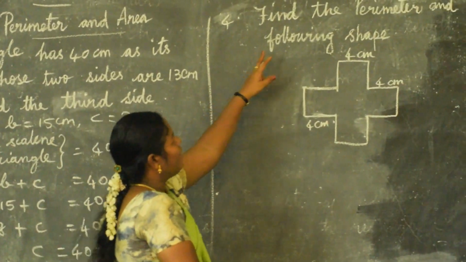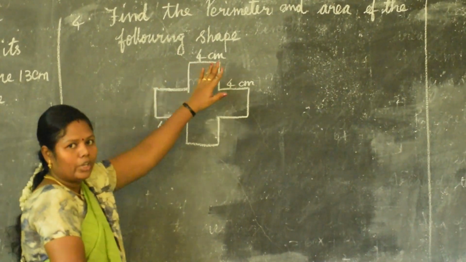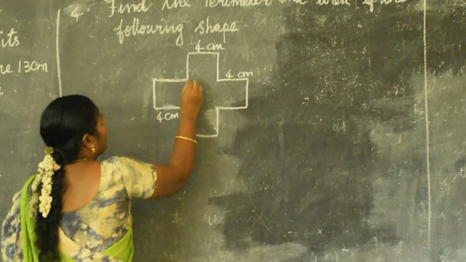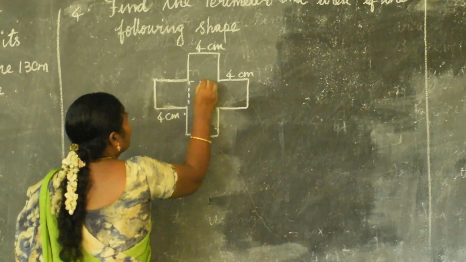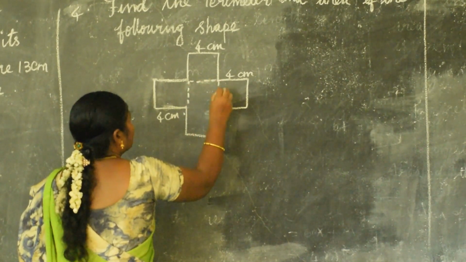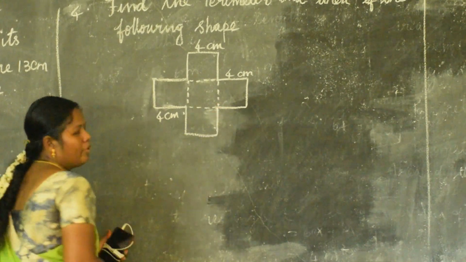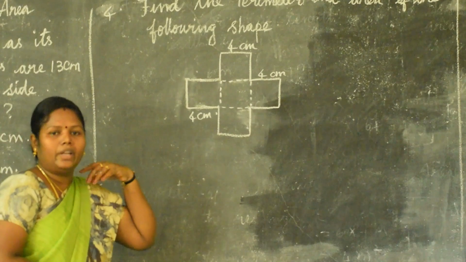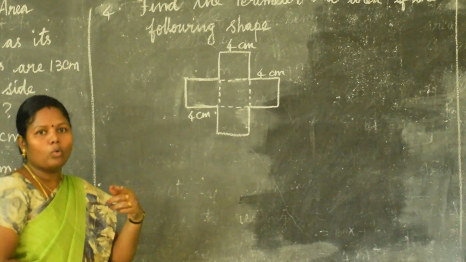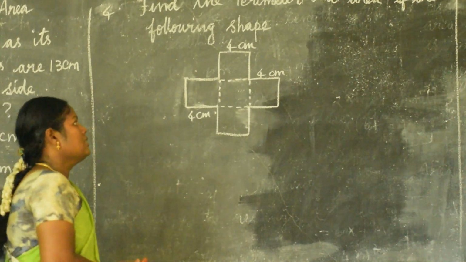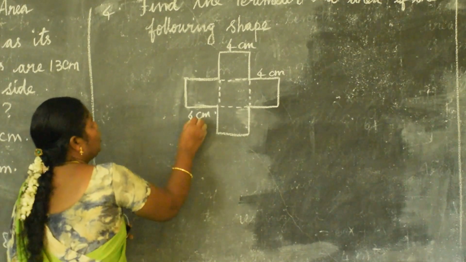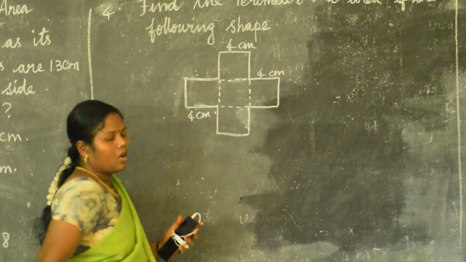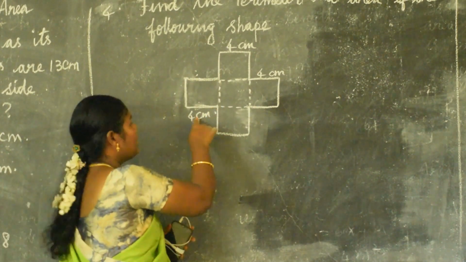Next sum: find the perimeter and the area of the following shape. One shape is given here, like I am drawing one, with some lines. We want to find the perimeter. First of all, what is perimeter? The total length of the boundaries of any closed shape is called perimeter. So total length of the boundaries means all sides.